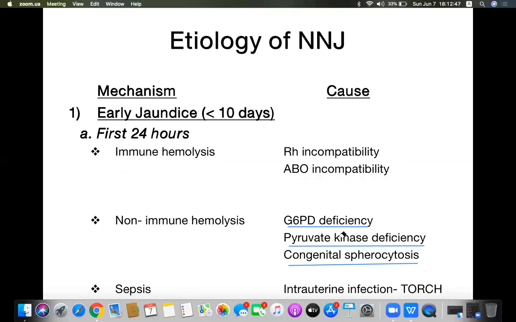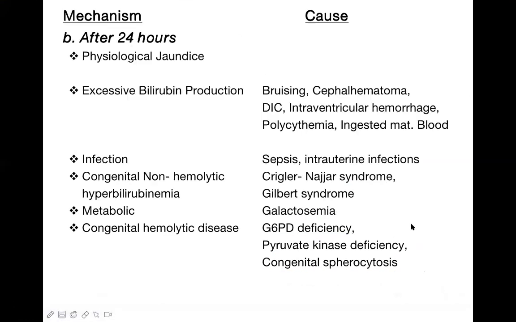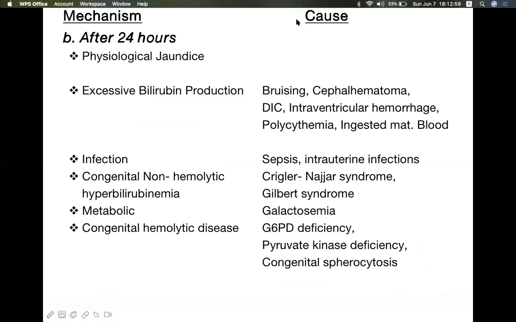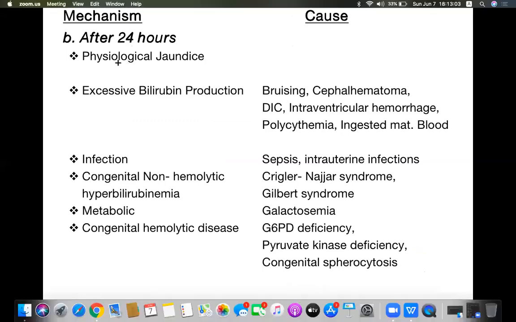So let me erase this first, and then we go to another slide. Okay, fine. Now see here. Now, after 24 hours, what are the causes of neonatal jaundice? Let's talk about it. Physiological jaundice is the main thing after 24 hours. This is very common.